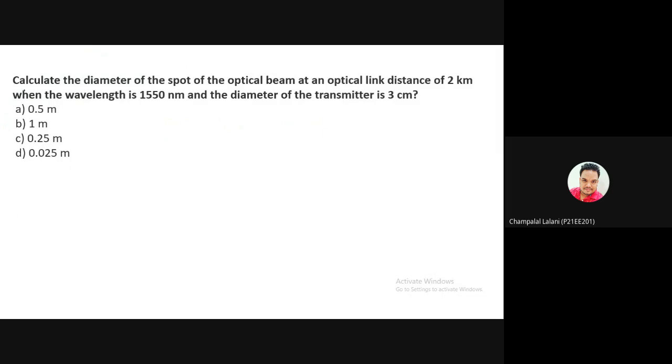This is a numerical type question. You need to calculate it. Third, calculate the diameter of the spot of the optical beam at an optical link distance of 2 km when the wavelength is 1550 nanometer and the diameter of the transmitter is 3 cm. Does anyone have any idea how to solve this question?